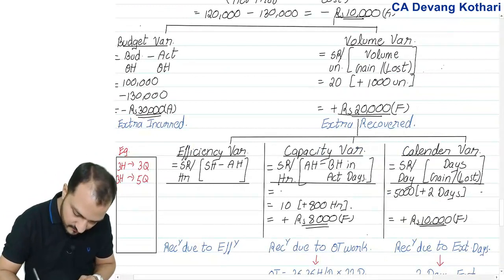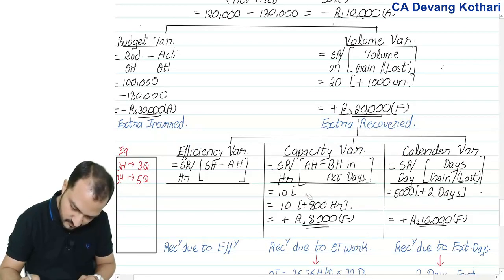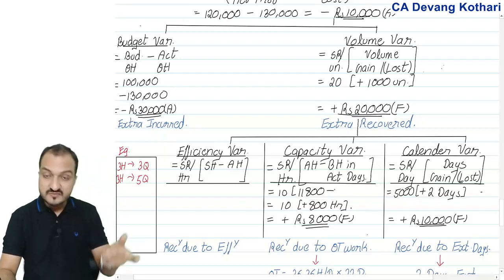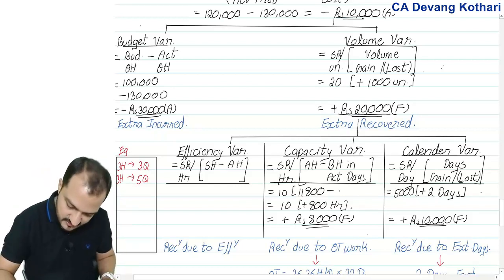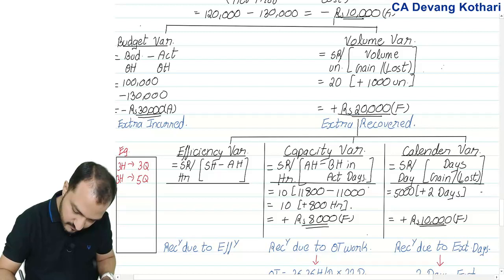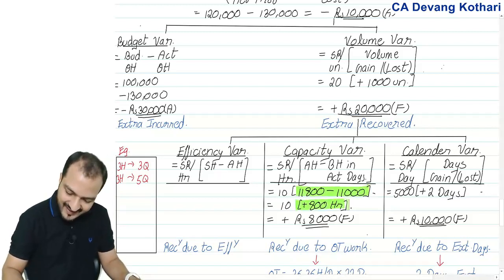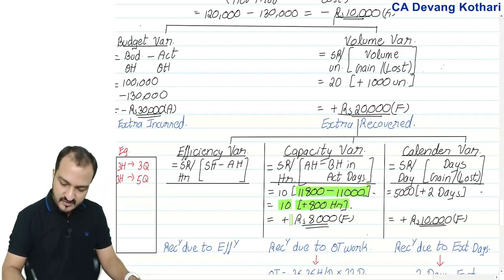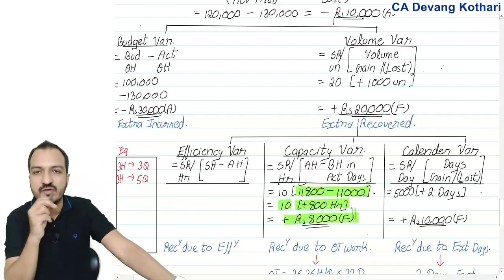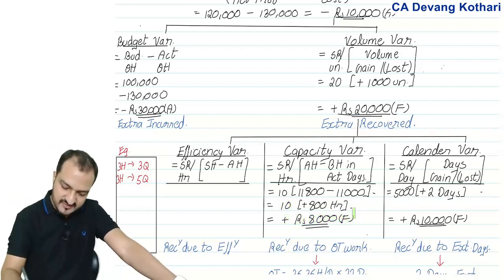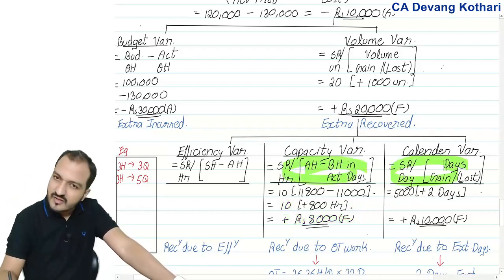Standard rate per hour is 10 rupees. Actual hours 11,800, minus budgeted hours in actual days, which is 11,000. That leaves us with 800 hours into 10 rupees rate, which is 8,000. This is my capacity variance, and this explains the formula for the capacity variance.